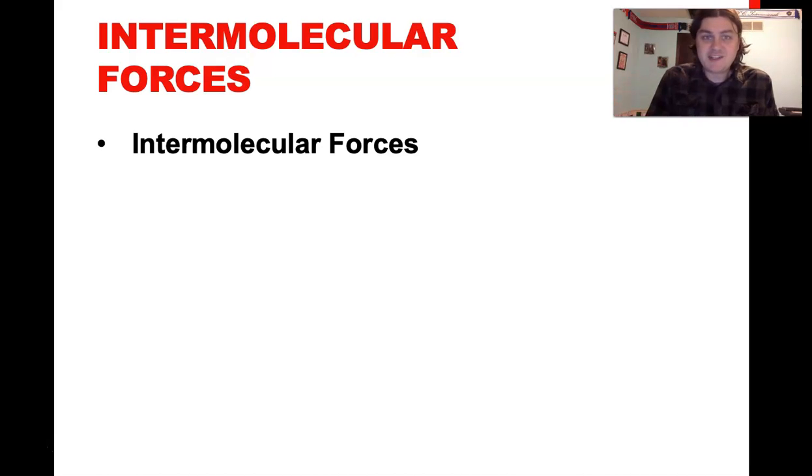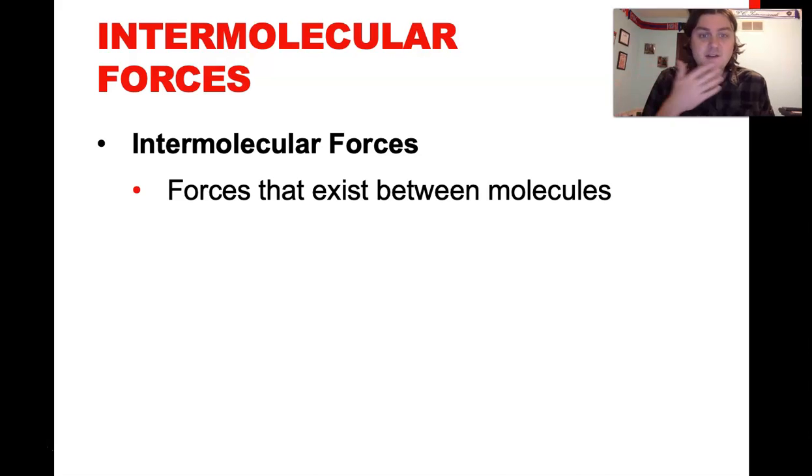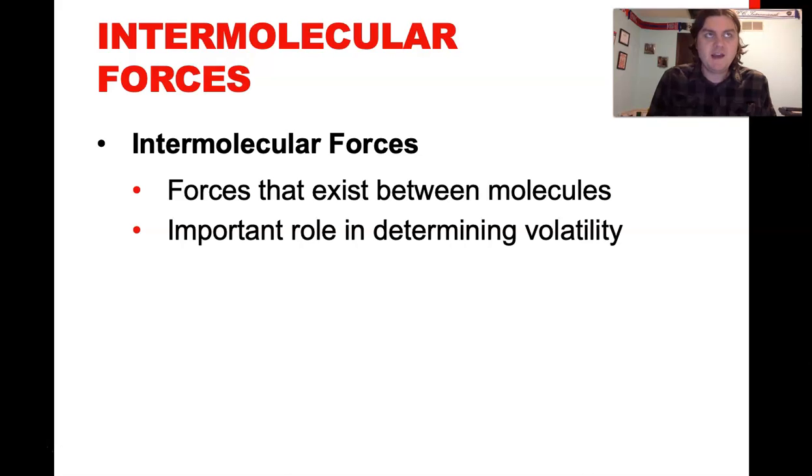So we probably just need to start with talking about what these are. The name does explain a fair bit of it, but intermolecular forces are forces that exist between molecules. And the reason that they're so important is when it comes right down to it, the attraction between two different molecules of a compound really impacts how they behave in a macro sense. When we're talking about some of the physical properties, whether it's melting point or boiling point, those are things that we refer to in terms of volatility.